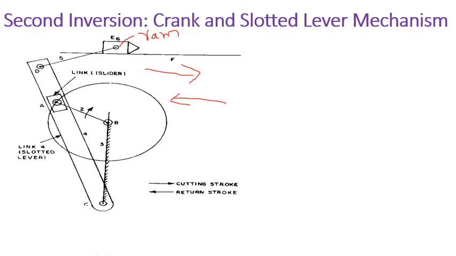We use this mechanism in shaper machine. We call it a quick return motion mechanism because the forward stroke is longer, whereas the return stroke is shorter. Therefore, we call it a quick return motion mechanism. The return motion is as quick as possible compared to the forward stroke.